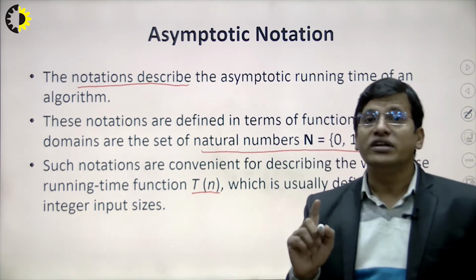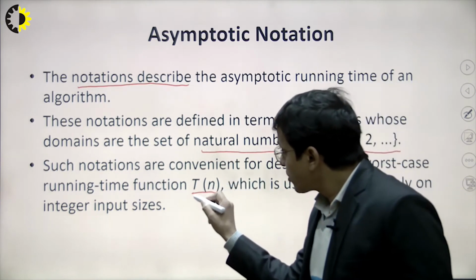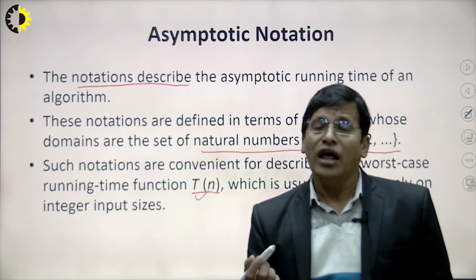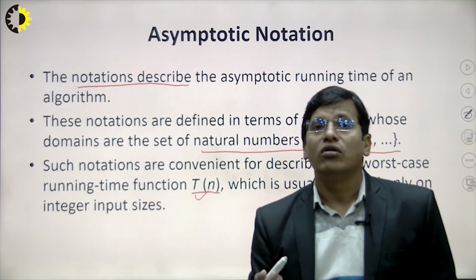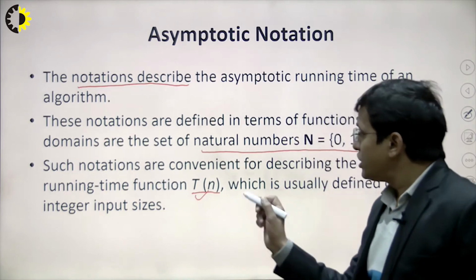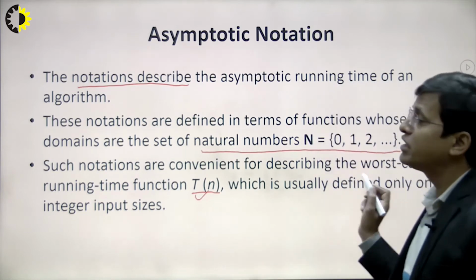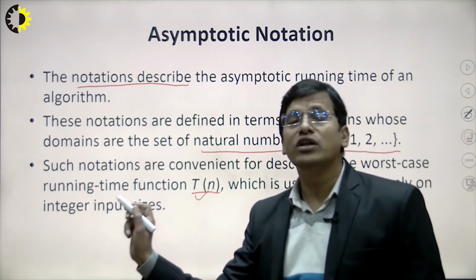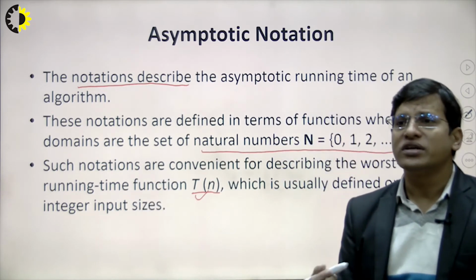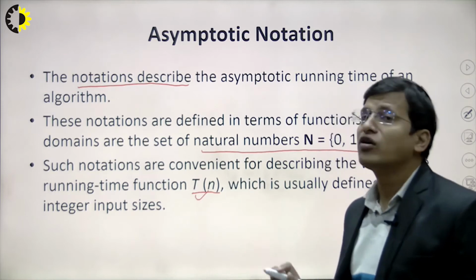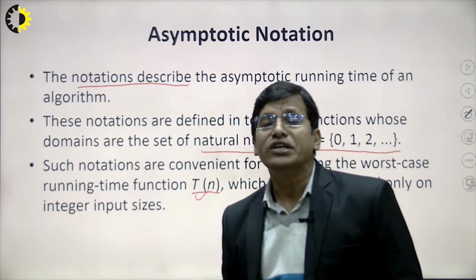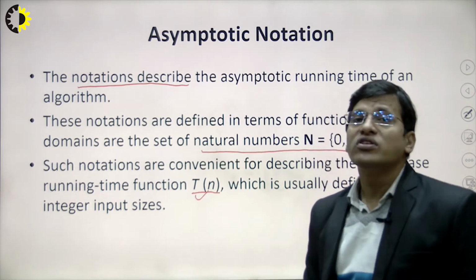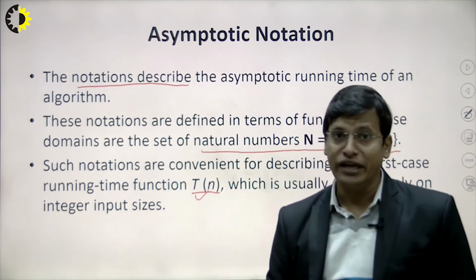As we have already seen in insertion sort, we computed T of n. T of n is computed from the functions, right? And we denote the order of that function. So T of n is basically the worst case running time function, which is not only for integer values, but in most cases we are trying to find out T of n on the basis of integer input. Even we can think about a large number of inputs, right? Depending upon certain conditions, we are trying to find out T of n.